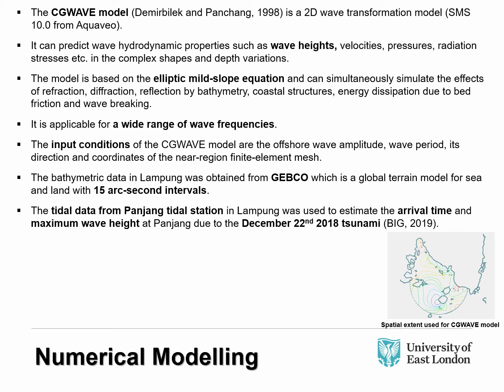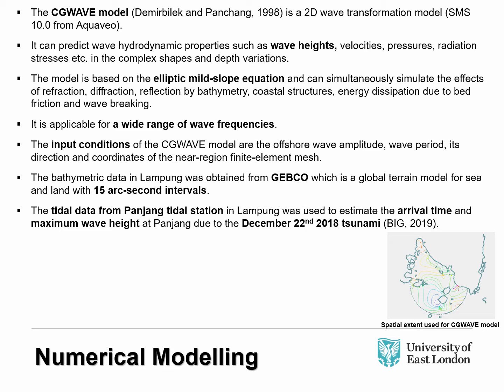Our second objective was to develop a numerical simulation model. So we used the COULWAVE model, which is a two-dimensional wave transformation model that can predict wave hydrodynamic properties such as wave heights, velocities, pressures, and radiation stresses in complex shapes and depth variations. This particular model is based on the elliptic mild slope equation and can simultaneously simulate the effects of wave processes such as refraction, diffraction, and reflection by bathymetry, the effects of coastal structures, and the energy dissipation due to bed friction as well as breaking. It is applicable for a wide range of wave frequencies.